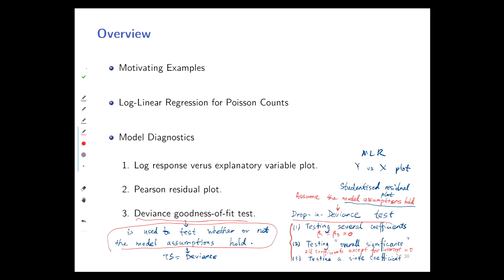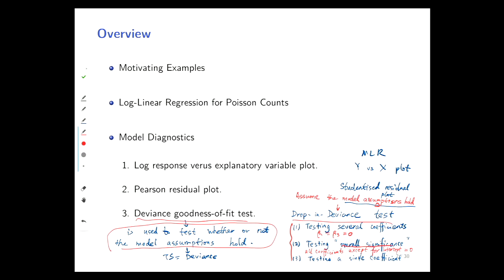And another situation is called testing of overall significance. Even though it's called overall significance, we can only do that when the assumptions hold. If those assumptions do not hold, we cannot do that. This test is used to test all coefficients except for the intercept equal to 0. So the only difference between the first and the second one here is that the second one tests a lot of coefficients. And the third one here is testing a single coefficient equal to 0, which is basically equivalent to the Z test.